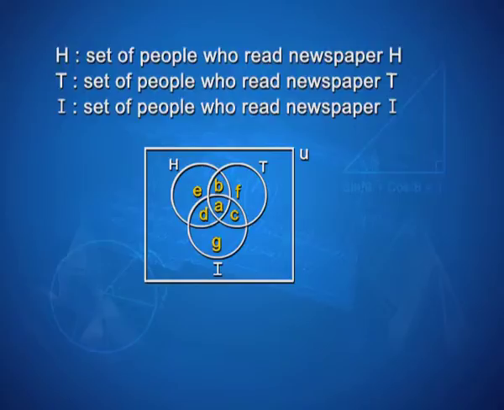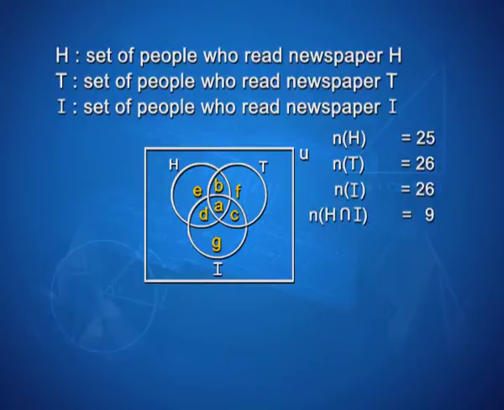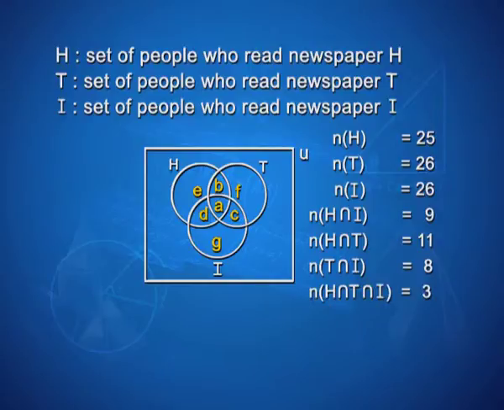Then according to the question, the number of elements in set H is 25, in set T is 26, in set I is 26, in set H intersection I is 9, in set H intersection T is 11, and in set T intersection I is 8. The number of elements in the intersection of all the 3 sets, that is H intersection T intersection I, is 3. With the help of this information, let us find out the values of all these small alphabets.